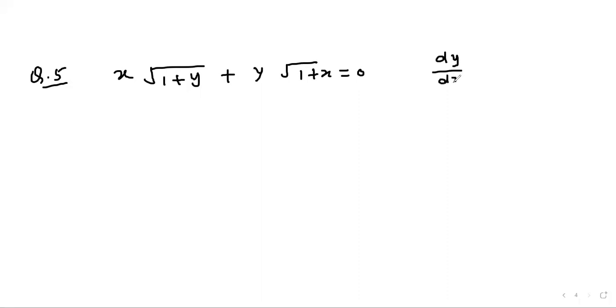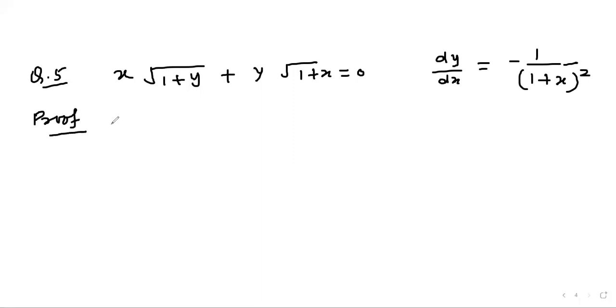Question number 5. Question 5 says, if we are given x root of 1 plus y plus y root of 1 plus x equal to 0, then we have to prove that dy by dx equals negative 1 upon (1 plus x) whole square. Let's see how.